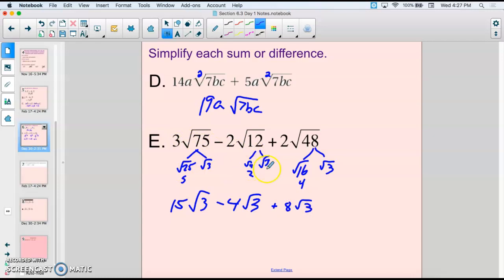So through our work here of simplifying the radicals down a little bit, we all of a sudden have like radicals. They're all the square root of 3. So now all that's left is to kind of add them together. 15 minus 4 is 11, plus 8 is 19 square roots of 3. That would be our final answer.